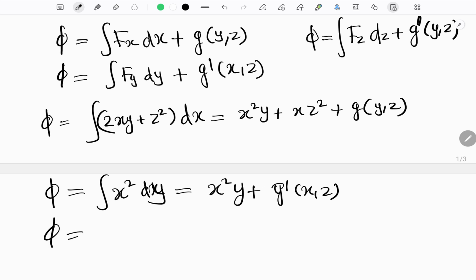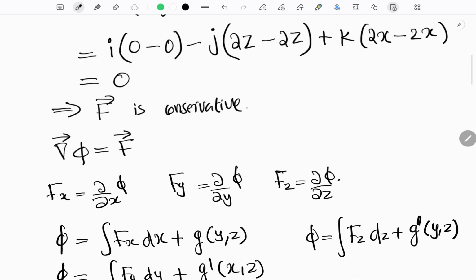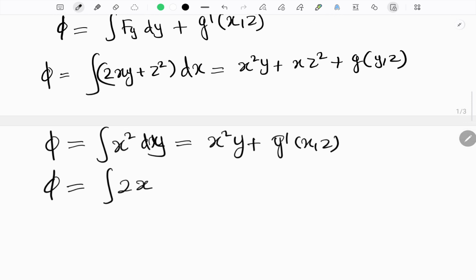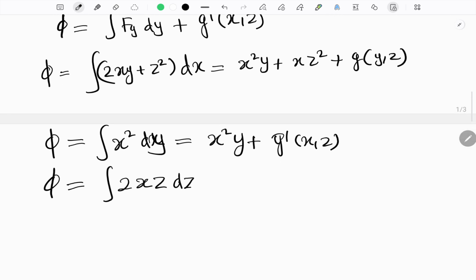Now again, using the last formula, we can find phi is equal to the integral of 2xz dz. When we integrate, we will get xz square plus g double dash of y comma z. So we have to compare the three phi functions we got here, and we have to collect the common terms.